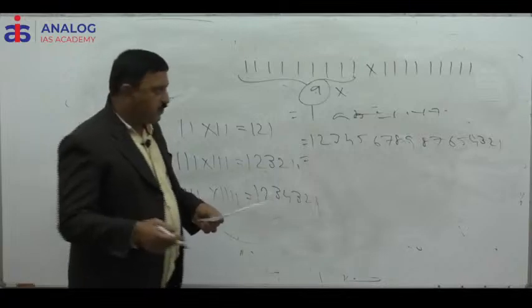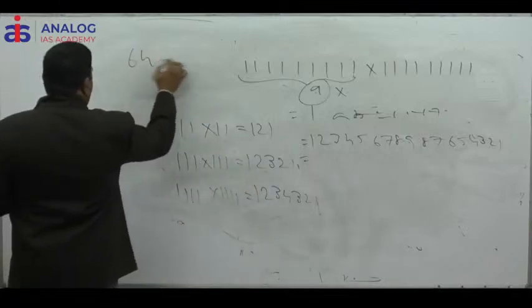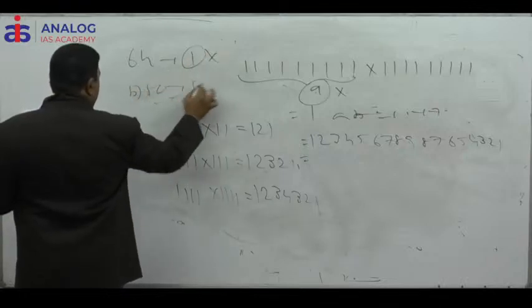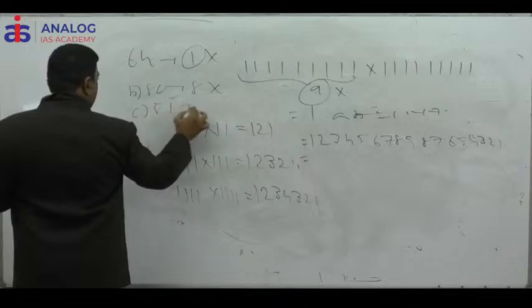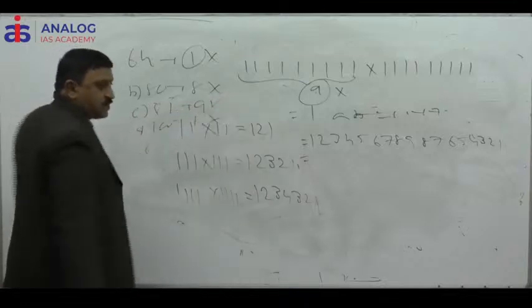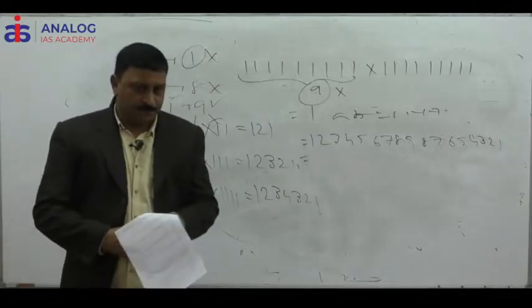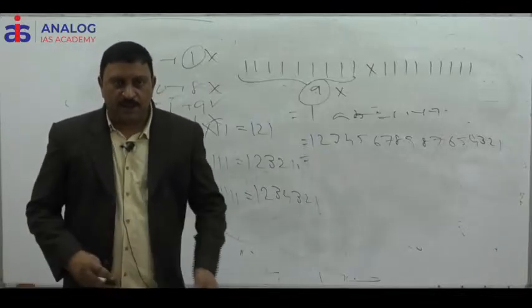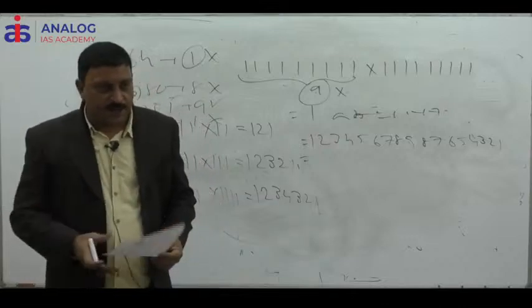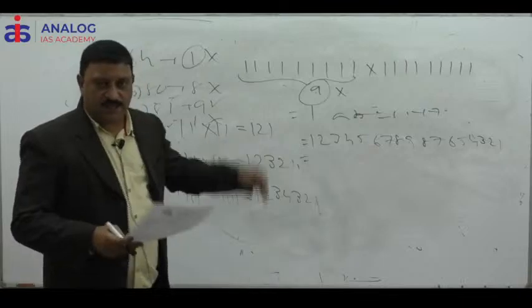Option A, 64. Total is 1. Wrong. B, 80, total 8. Wrong. C, 81, total 9. D, 100, total 1. Wrong. So your answer is C. In this way, just understand the question, come out of that trick, and get the answers with the sum of the digits.